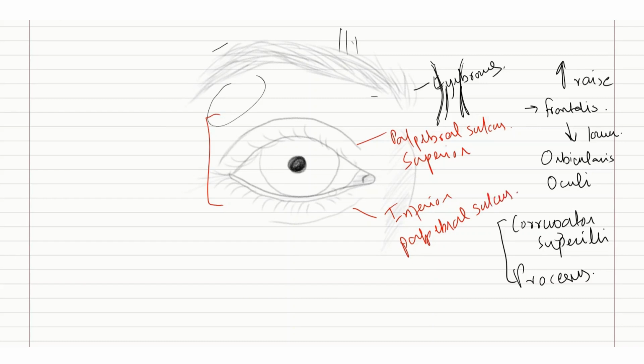Now, in the older person, sometimes we also have two more sulcus. At the lateral side, we have malar sulcus, and on the medial side, we have nasojugal sulcus.